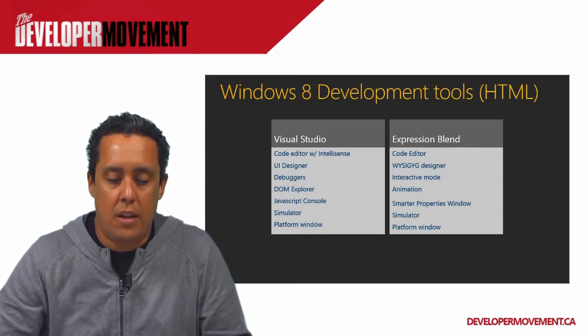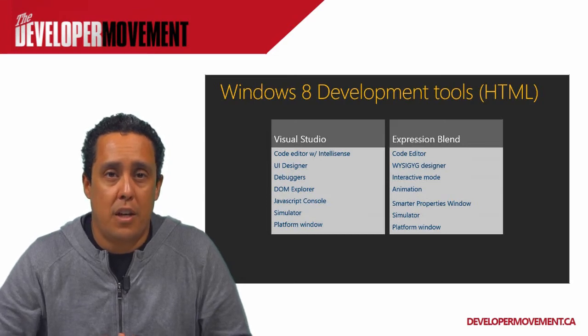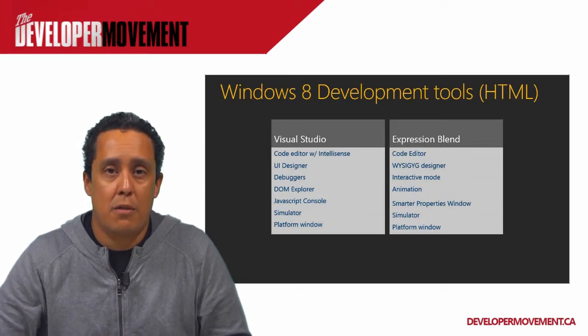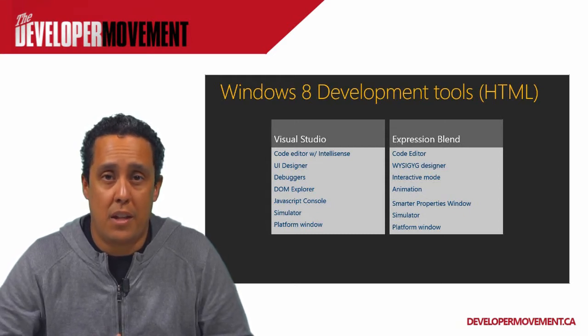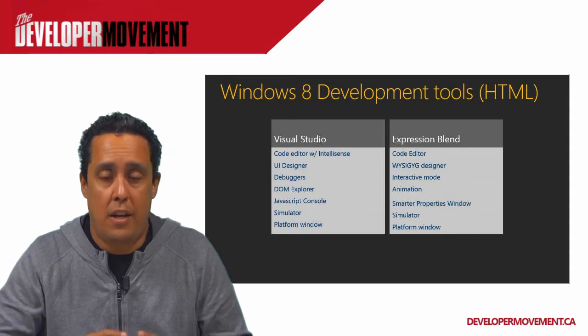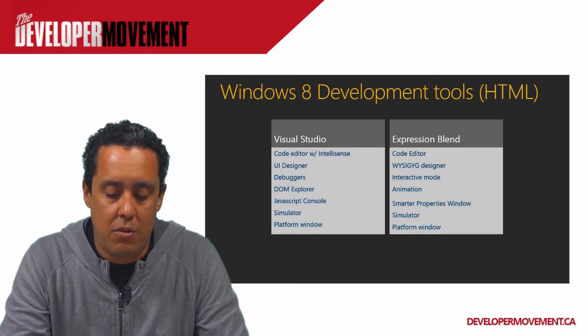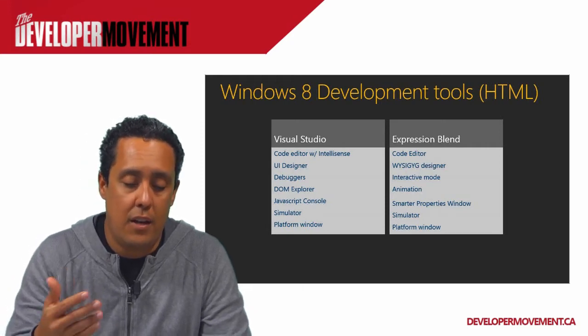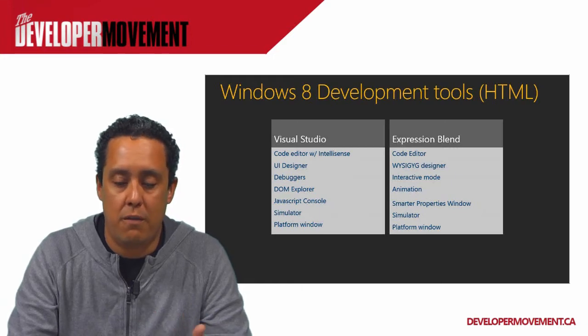With Visual Studio, you get the JavaScript console, the simulator, the DOM Explorer, debuggers, and Expression Blend. You do have the interactive mode, which is really great. You get the live DOM, the CSS editors, and all those things. The CSS editor is really great if you're not familiar with CSS. It'll allow you to get familiar with all the CSS attributes that are available to you.